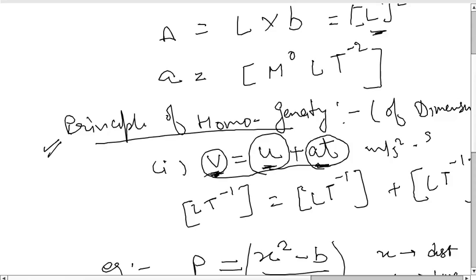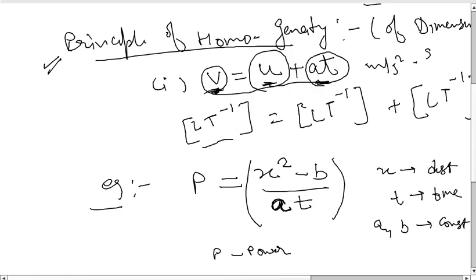Here we discussed that the dimension of V, which is velocity, meter per second, is L t to the power minus 1. U is L t to the power minus 1. Acceleration into time is meter per second square into second, so meter per second, again L t to the power minus 1. So we can see that this equation is valid as their dimensions are equal. So you have to solve this question, that is, find the dimensions of A and B.